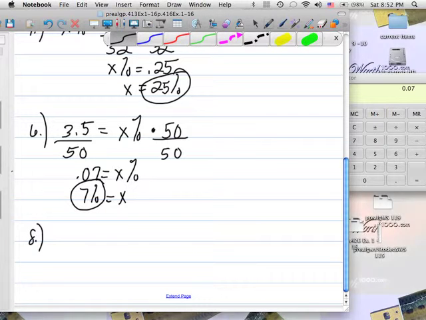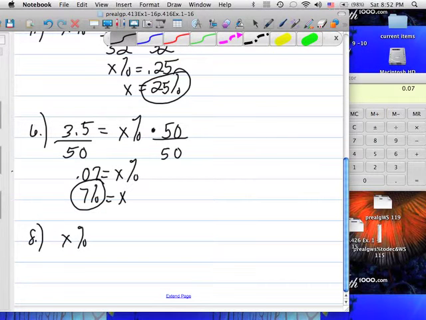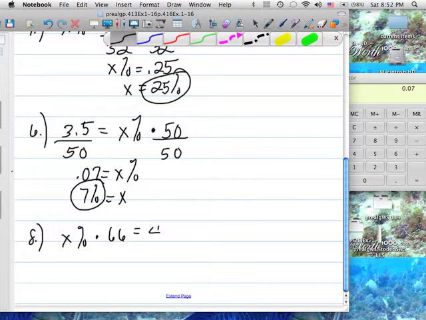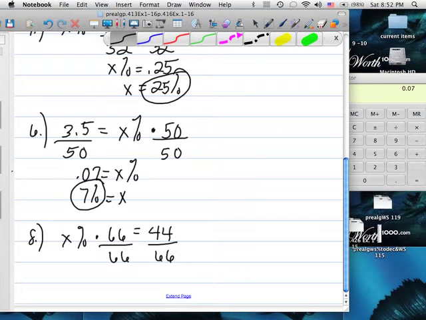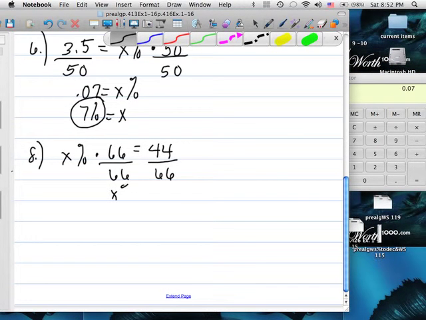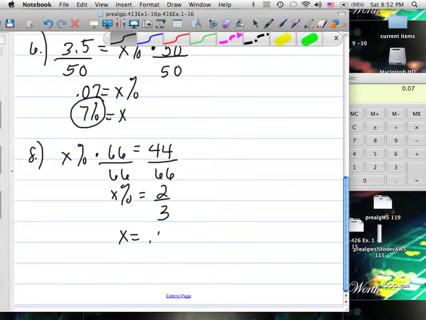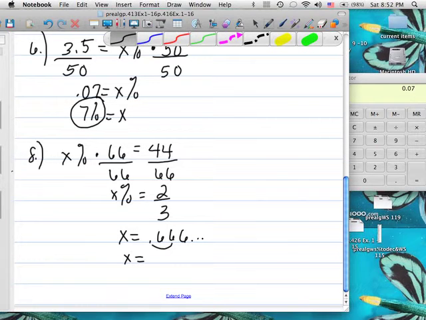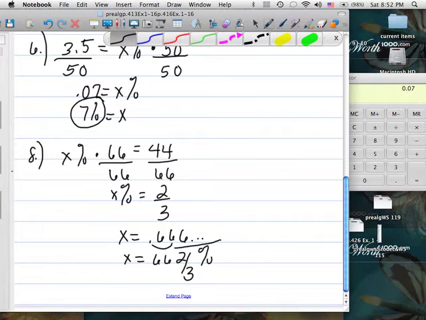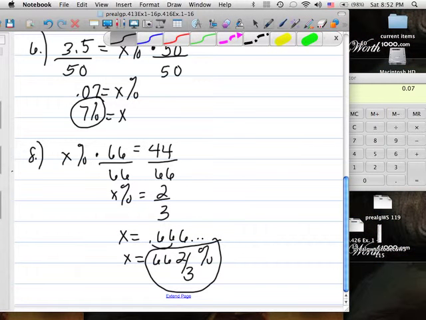Problem number 8, what percent, X percent of times 66 is the equal sign 44. Divide both sides by 66, and we get X percent equals 2/3, and if you remember the decimal for that is 0.6 repeating. So X equals 66 2/3%. Don't leave your repeating decimal in the percent.